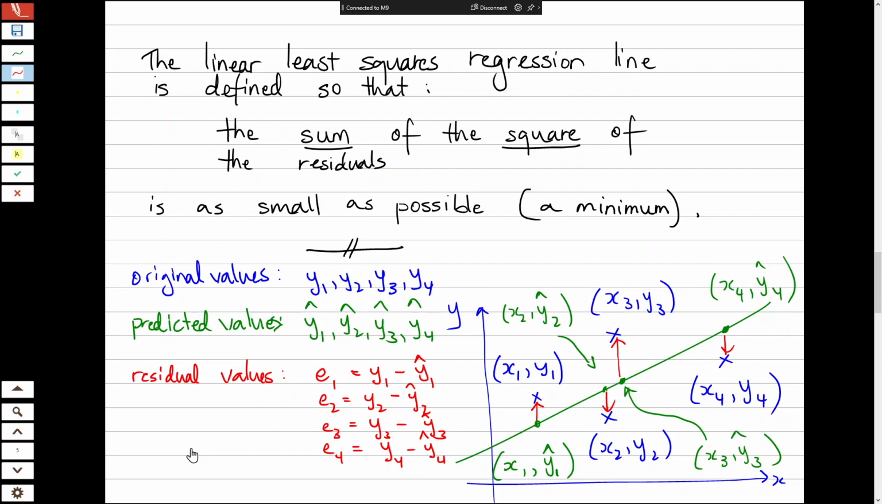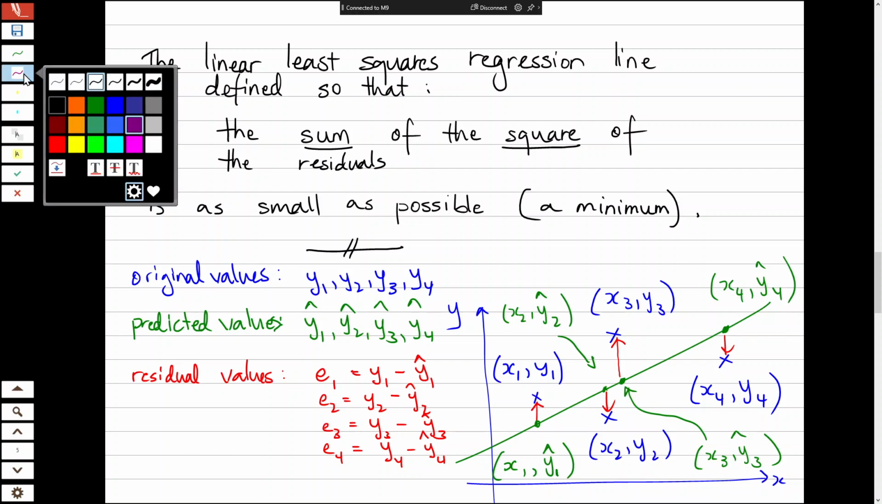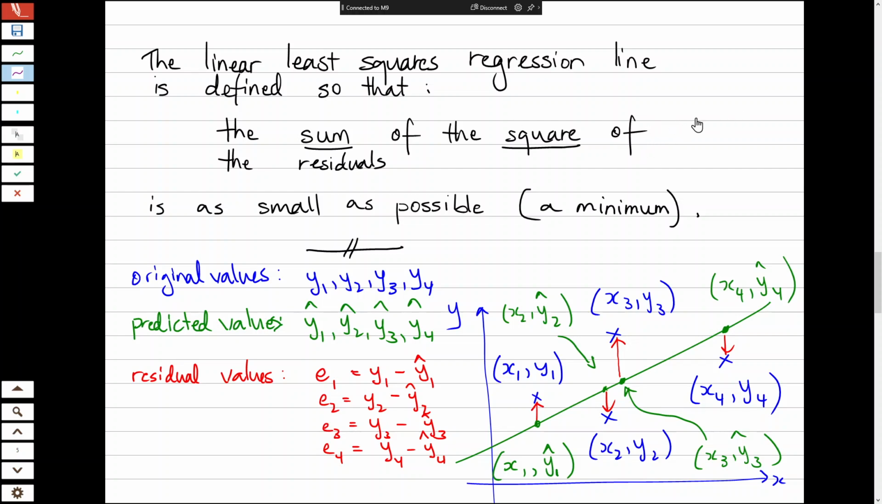So once I've defined these residual values, I'll tag this here. What are we trying to do? I think in the ideal world, you would agree with me that all the points would lie on the line. But that's not going to happen.